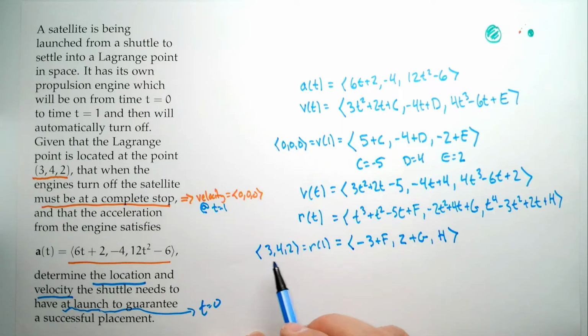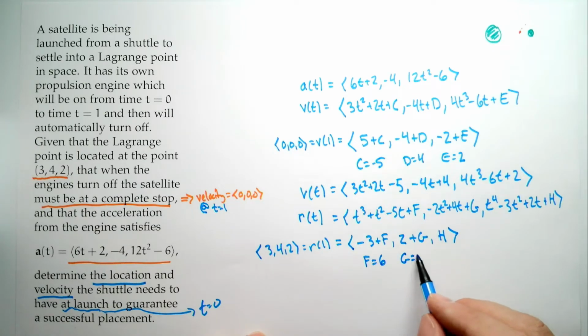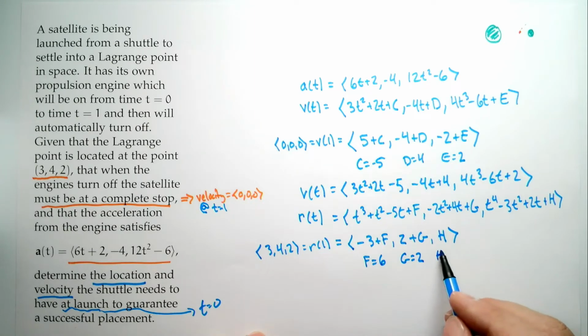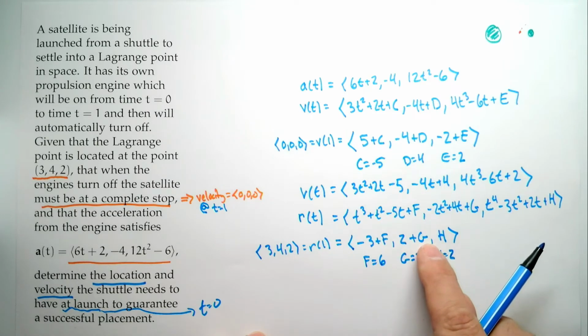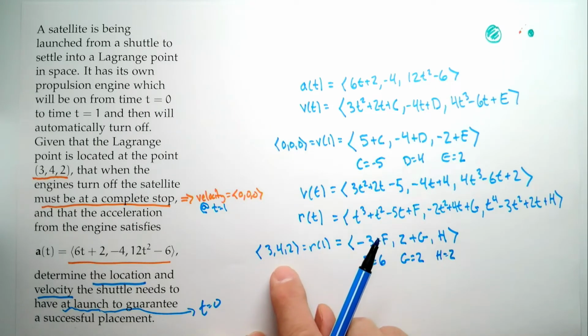So we get that 3 has to equal negative 3 plus f. So that tells us f needs to be 6. 4 has to equal 2 plus g. So that says g should be 2. And 2 has to equal h. Well, that's a nice one. h equals 2. Sorry, what? g should be negative 2. Negative 2? I need 2 plus g to get me to 4?